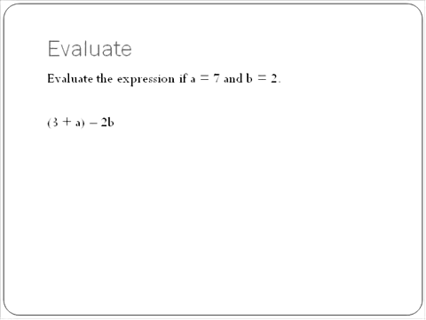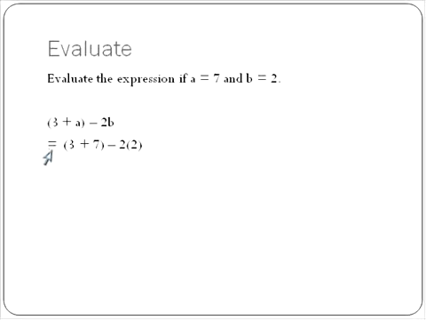If a is equal to 7 and b is equal to 2, we're going to evaluate this expression. So we take the value of 7 and substitute it in where we see a inside of this expression, and we take the value of 2 and substitute it in everywhere we see b in the original expression. We have 3 plus 7 minus 2 times 2.